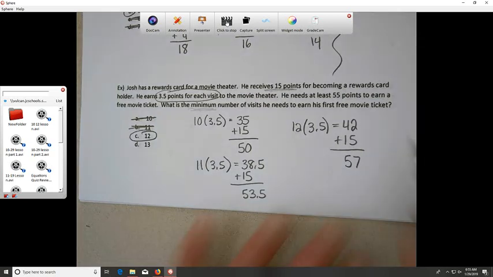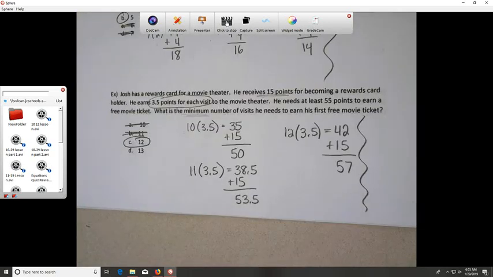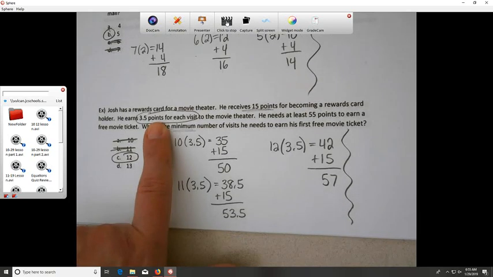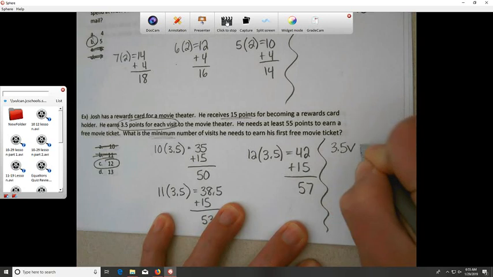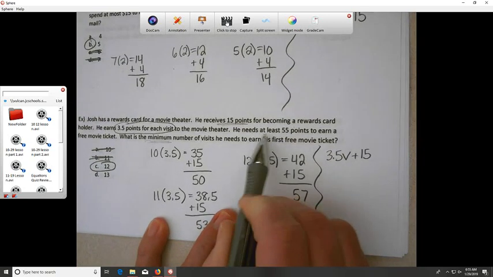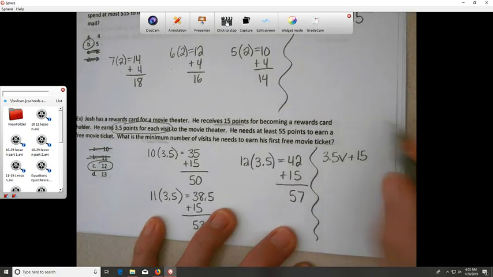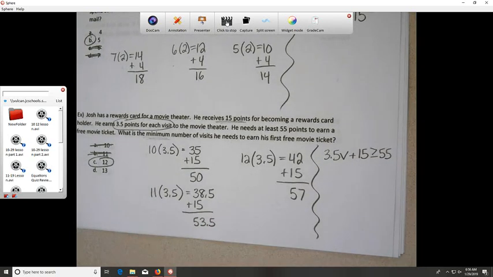And then again, if you prefer, you could also just write the inequality. So it's 3.5 points for each visit, so 3.5v plus the 15 points. He wants at least 55, so greater than or equal to 55. And then you would solve that.